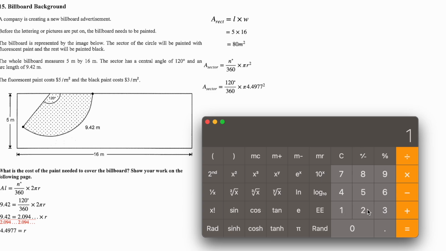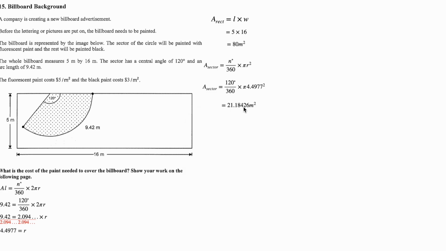120 divided by 360 times pi times the radius squared equals 21.184255. 21.18426 meters squared is the area of the sector. The fluorescent paint costs $5 per meter squared and the black paint costs $3 per meter squared. The area of the black is the area of the rectangle take away the area of the sector, because the sector is being painted fluorescent.